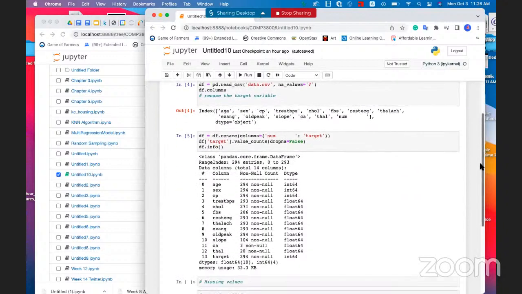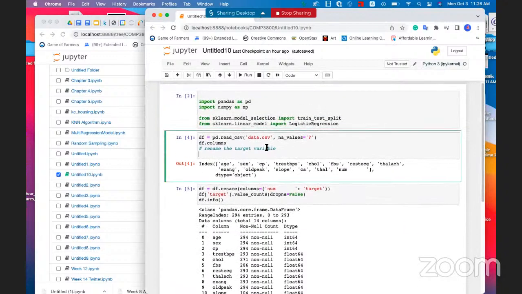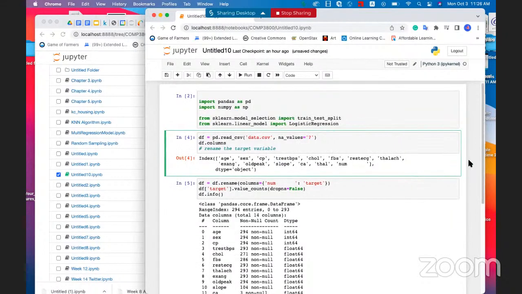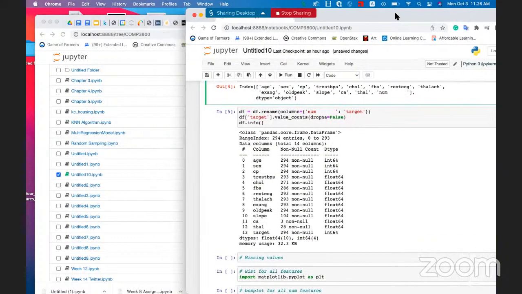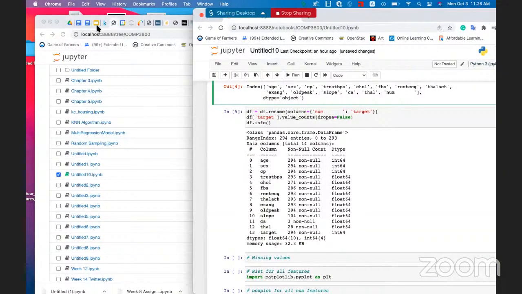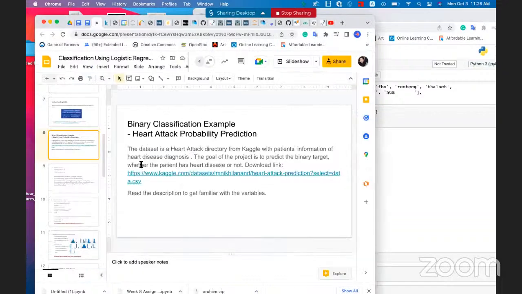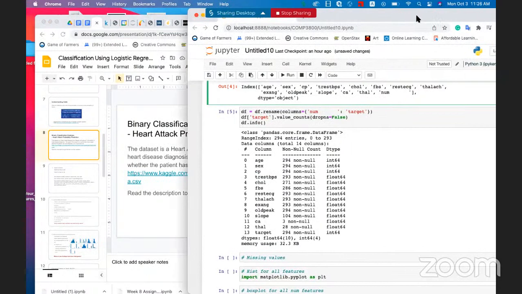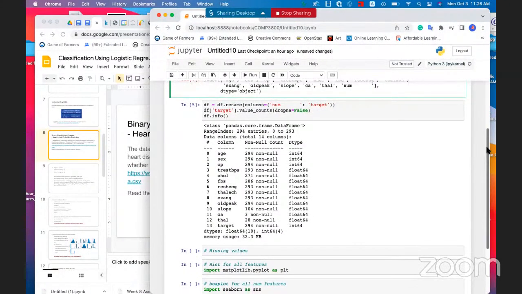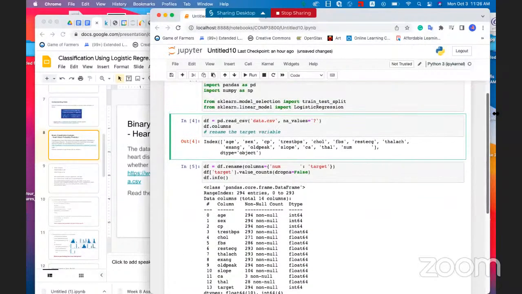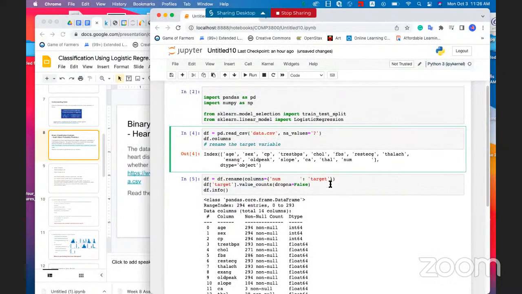Okay, here I already read in this data set, and the data set is to predict whether this person is likely to have a heart attack or not. And the target variable is 0 and 1. 1 means that he's likely to have a heart attack, and 0 means he's not likely to have a heart attack.